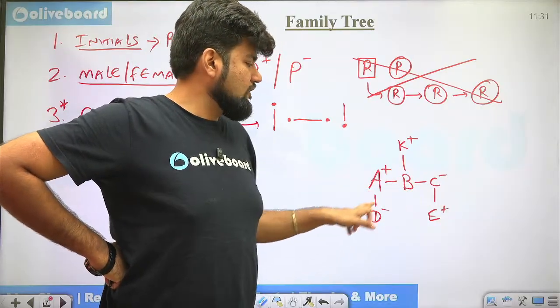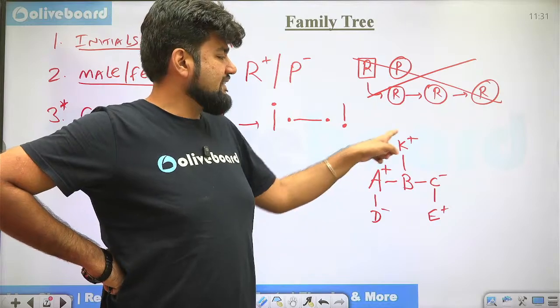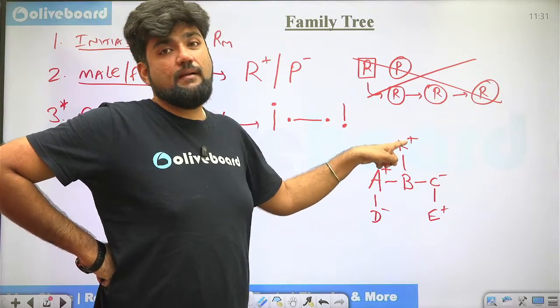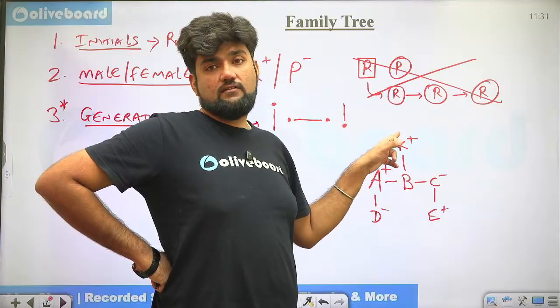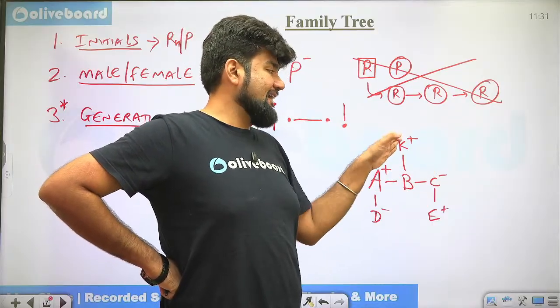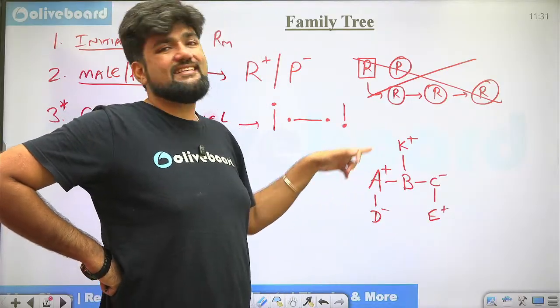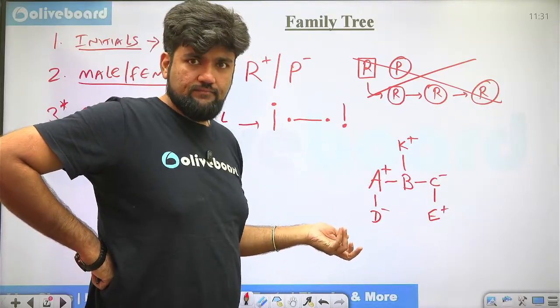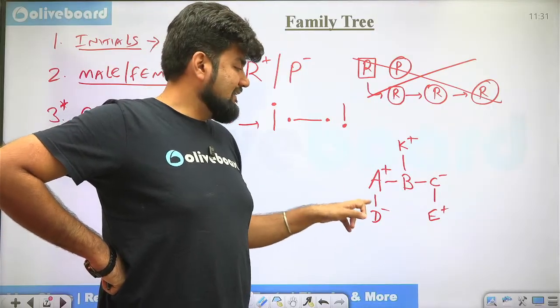How is C related to D? D is father's sister, so paternal aunt. How is K related to D? D is father's father, paternal grandfather. How is K related to E? E is mother's father, maternal grandfather. How is E related to K? K is daughter's son, grandson. How is D related to K? K is son's daughter, granddaughter. Cool? All relations clear? Now, how are D and E related?